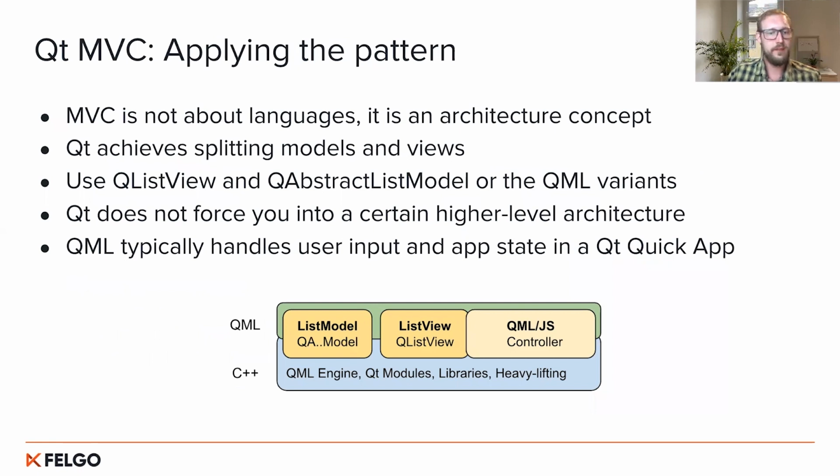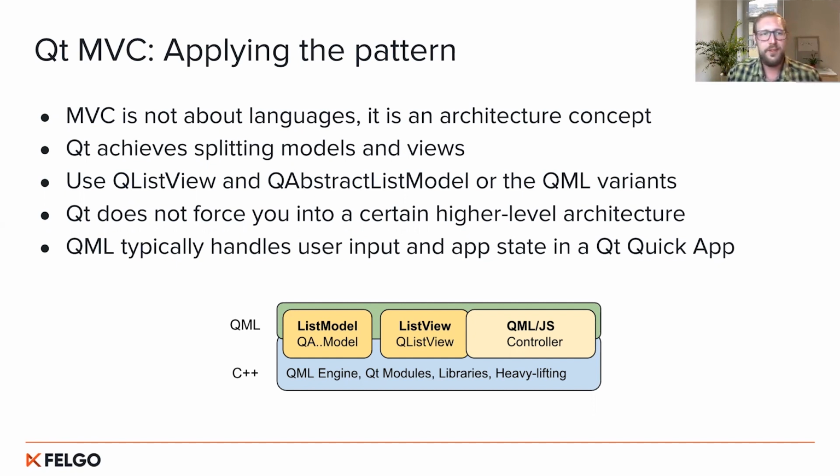If you look at this pattern in regards to QML and C++, the two languages that we have with Qt, there are respective implementations in both C++ and QML. So you have a list model, which is based on QAbstractItemModel. You have a list view, which in C++ would be QListView. And you also have some controlling code, either in QML and JavaScript or in C++. And with the Qt Quick application, again, the controlling part is more on the QML side, which is why the graphic shows it like this here.